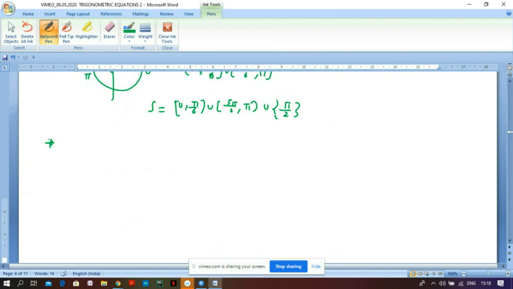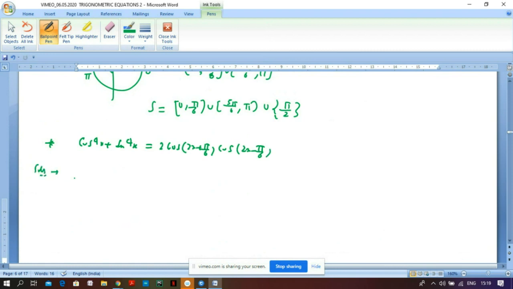Next, I take up a very challenging problem, and this problem is such that there are two methods. So I'll write: sine to the power 4x plus cos to the power 4x is 2 cos(2x plus pi over 6) cos(2x minus pi over 6).